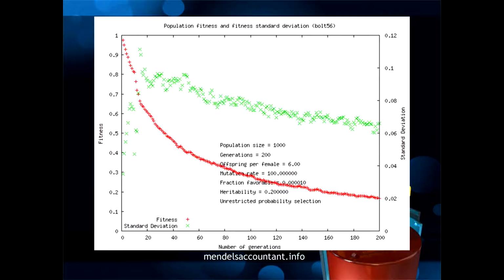You can see them in the middle of the screen there. Are they realistic? They're actually highly favorable. The mutation rate of only 100, where it's actually in the thousands, and the fraction of favorable mutations is quite high.